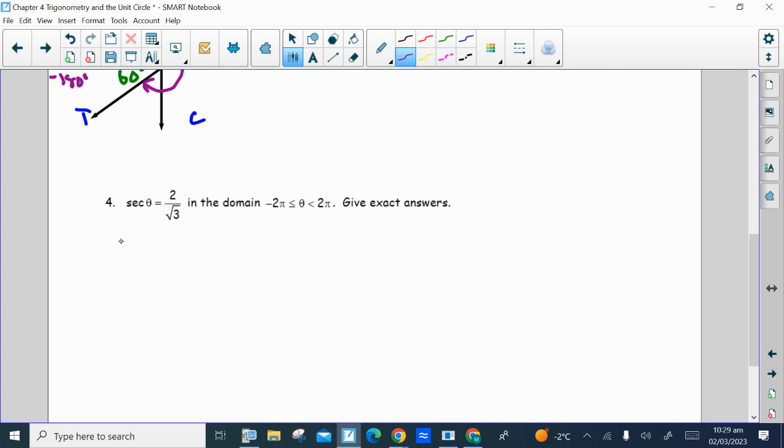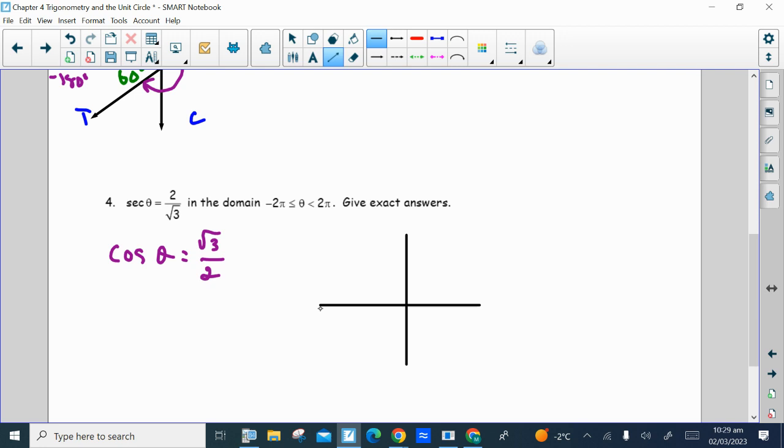But if the secant of theta equals 2 over root 3, that means the reciprocal of secant, which is the cosine of theta, has to be the reciprocal of 2 over root 3. That'll be root 3 over 2. And the fact that that's a positive value, once again, will tell us which quadrants our terminal arms will lie in. And for that, again, we always use the CAST rule. The cosine is positive in quadrants 1 and 4. So those are the two places where our terminal arms will be.